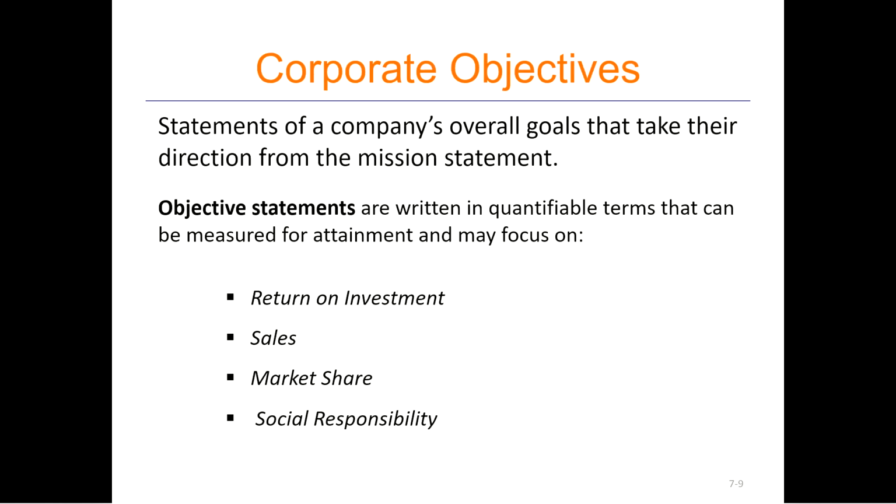If we look at corporate objectives, these are statements of the company's overall goals. They take their direction from the mission statement. They may state how much return on investment, or what level of sales or market share, is needed or desired for a particular segment. Objectives may also include statements about where the company might diversify, what businesses they're going to acquire in the future, and their social responsibility. If they're very well written, they are quantifiable, so that they can be measured and attained.